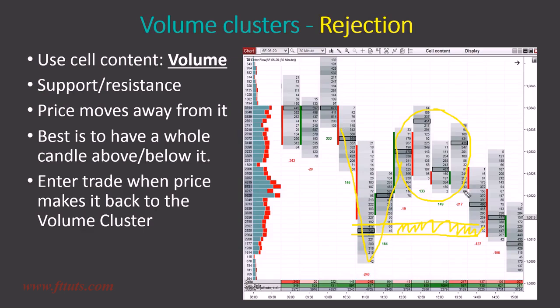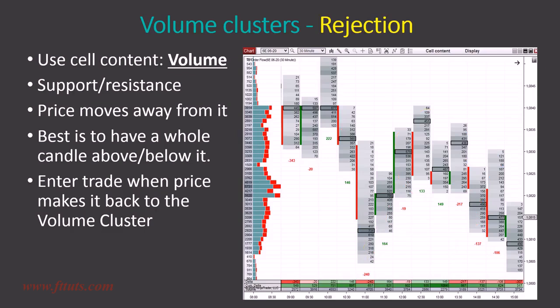Now, when the price makes a pullback to this area again, to this support area, you want to go long, you want to enter a trade which will be in the direction of this rejection. So in this case, long from there, all right? And again, you can wait for some order flow confirmation, but you can also just press the long the moment the price touches this area. Both those ways are okay.